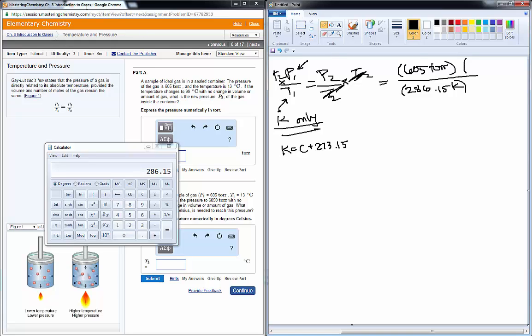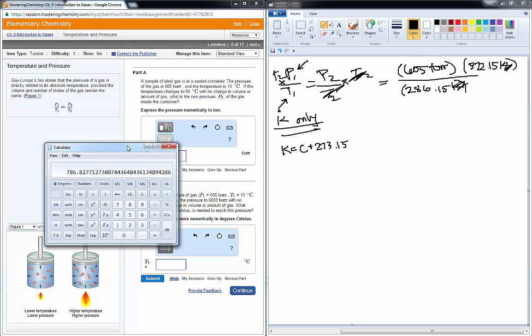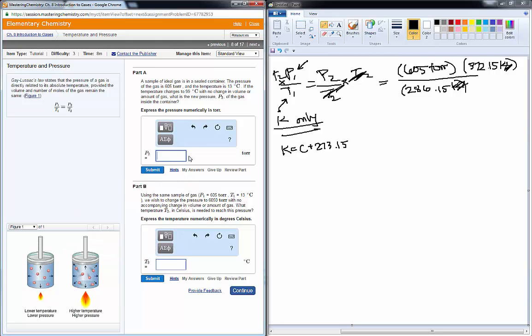And the final temperature here is 99 degrees Celsius, which is 372.15 K. My Kelvins cancel, and I'm left with torr, which is what they wanted. So 372.15 times 605 divided by 286.15 gives me a new pressure, 787 torr.